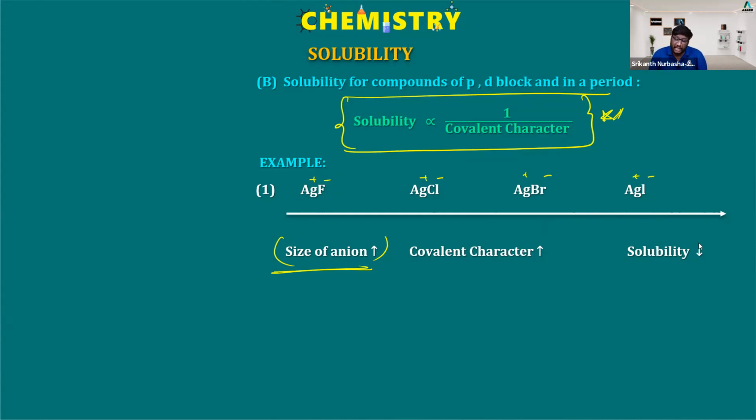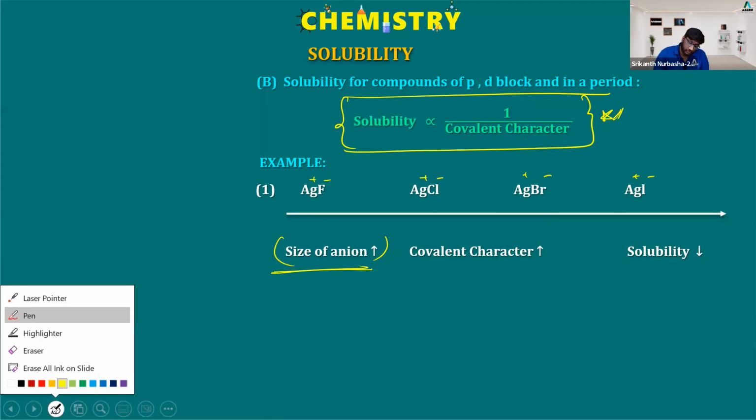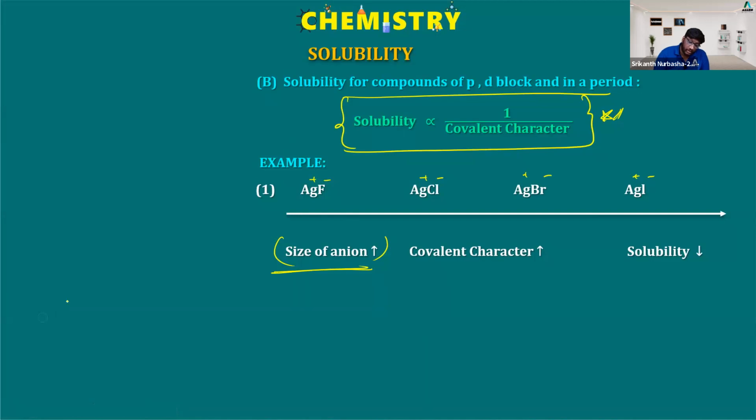So if you go with respect to covalent character, AgI is going to have more covalent character. So solubility is going to be least for AgI. When you go from AgF to AgI, size of the anion increases, covalent character increases, solubility is decreasing.